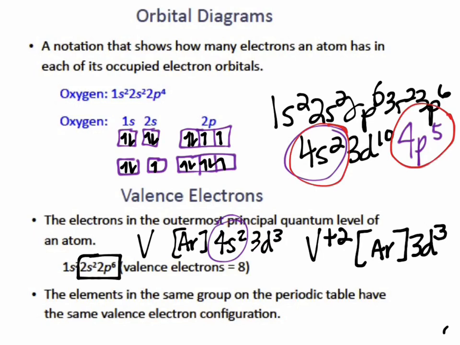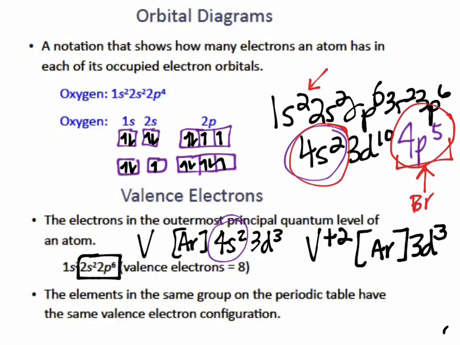So, to find this element on the periodic table, don't we essentially just go down to 3d? You could count your superscripts, and that total number should give you 35. Or you can go to 4p5 on the periodic table, and that should give you number 35, which is bromine.